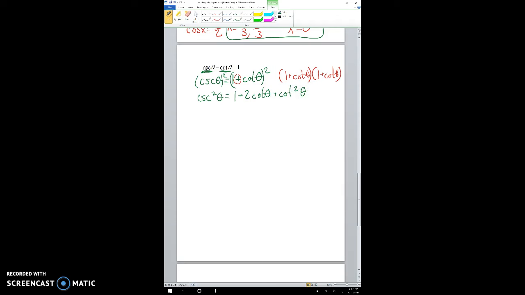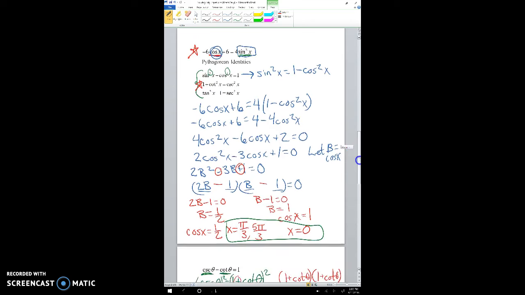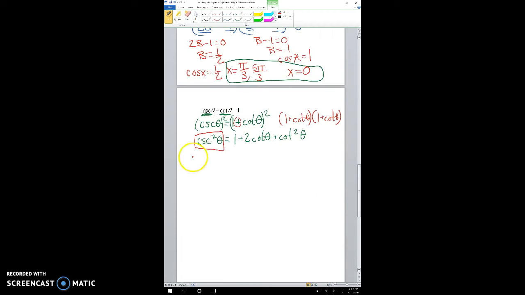All right. Okay, so if we look at our Pythagorean identities, you should have yours on a sheet of paper. But now, now that cosecant is squared, I can replace it using the Pythagorean identities. So if we scroll up, back to our Pythagorean identities, now we're looking at this Pythagorean identity. Cosecant squared is the same thing as 1 plus cotan squared. So I'm going to replace cosecant squared with 1 plus cotan squared theta.